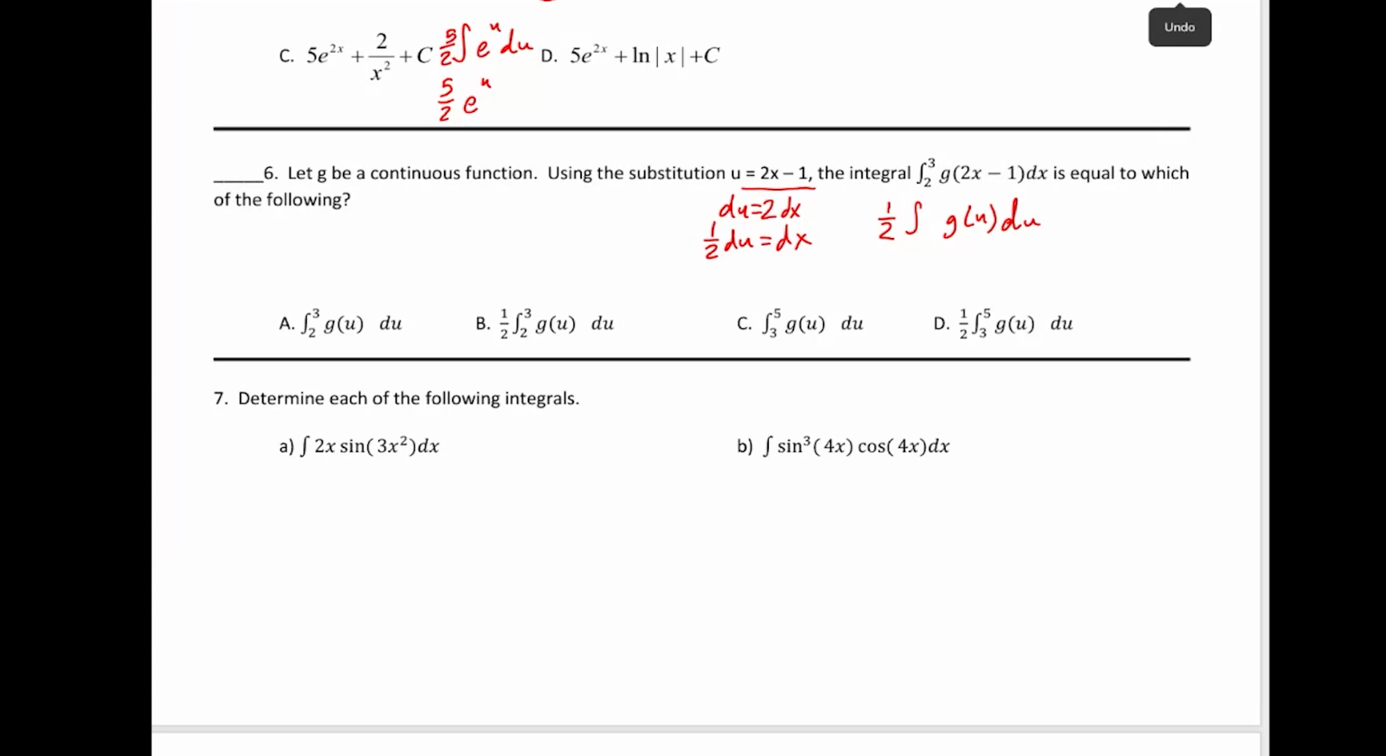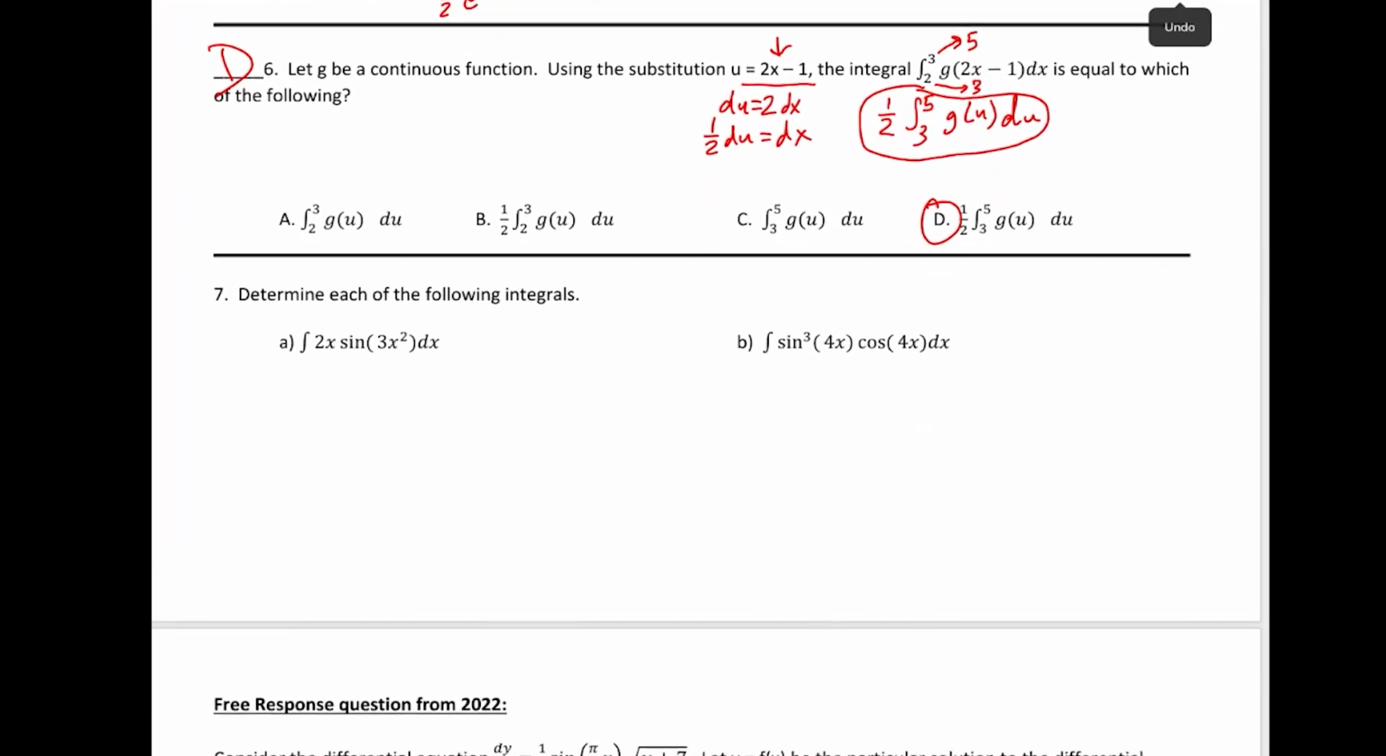One thing I do need to do, though, is modify the upper and lower bounds, because those are x values initially, and we need to change them to u values. Since u is 2x minus 1, this upper bound 3, 2 times 3 minus 1, is going to be 5. And the lower bound, 2 times 2 minus 1, 4 minus 1, is going to be 3. So this is what we're looking for as far as the answer choice goes, and I do see that is choice D.